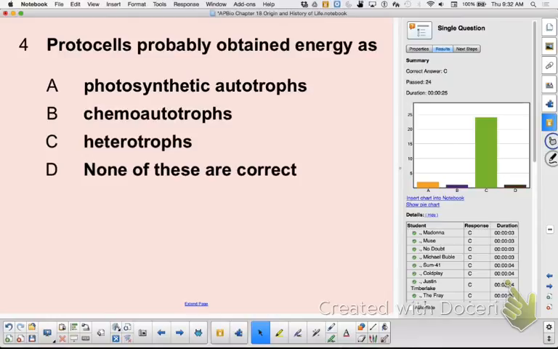Protocells probably obtained energy as photosynthetic autotrophs. No. Do you remember us saying why? That would be a more complicated reaction, to be able to do photosynthesis and cellular respiration. It would be easier just to do cellular respiration. And of the types of cellular respiration, anaerobic is simpler. Plus, there was no free oxygen. Okay. Good job, Madonna.